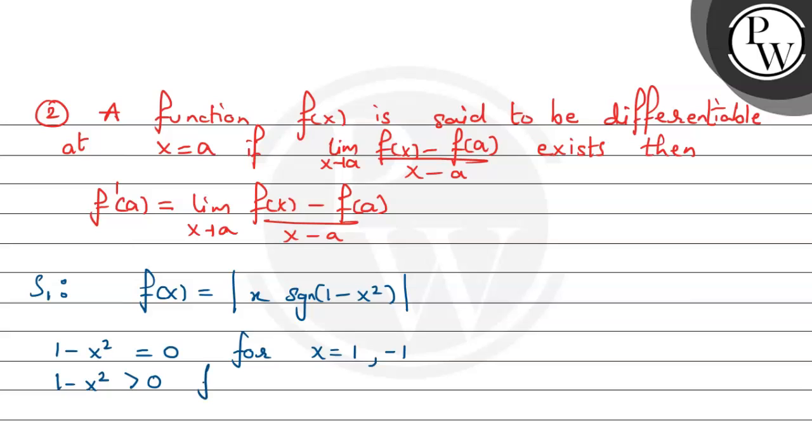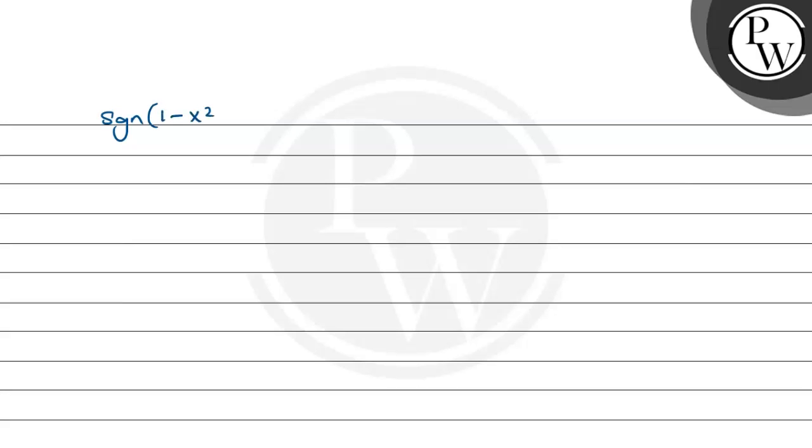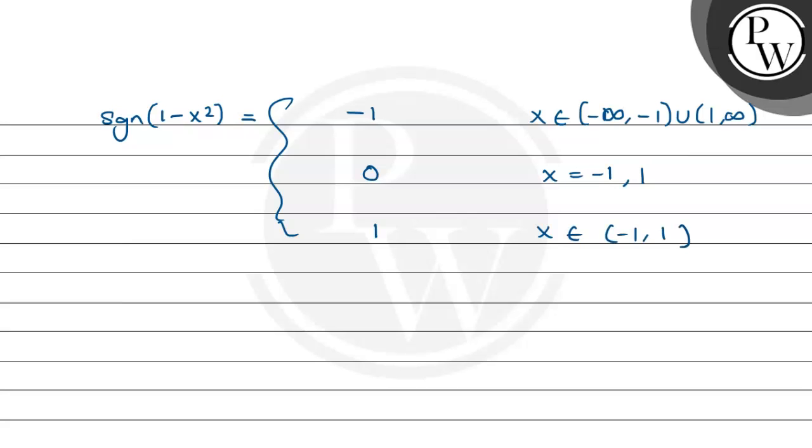1 − x² is greater than 0 for values of x in the interval −1 to 1, and lastly we have 1 − x² less than 0 for x in the interval −∞ to −1 union 1 to ∞. Respectively we can find the signum function of 1 − x². So signum of 1 − x² is given by a piecewise definition. For x in (−∞, −1) ∪ (1, ∞), 1 − x² is negative, so signum is −1. It is 0 when x is −1 and 1, and positive 1 when x lies between −1 and 1.